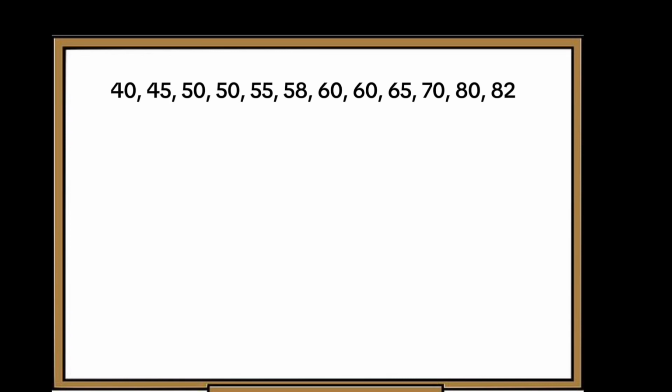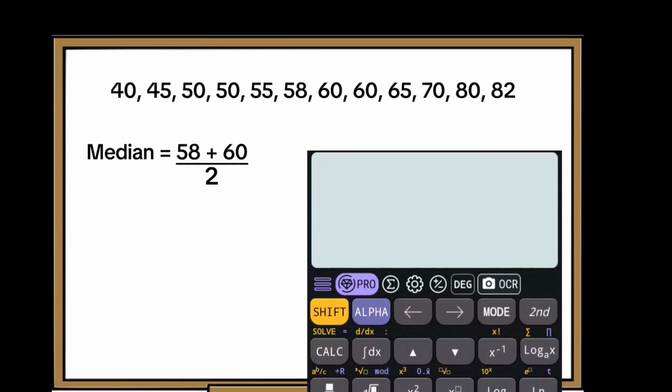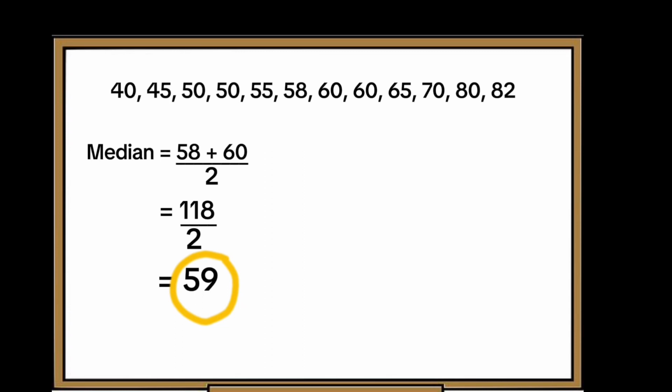In here, it is an even number. The two middle values are 58 and 60. Therefore, we need to add the two middle values, 58 and 60, and divide by 2. So the median is equal to 58 plus 60 divided by 2, which is 118 divided by 2. So the answer is 59. The median in this problem is 59.